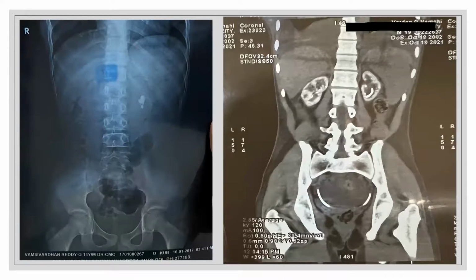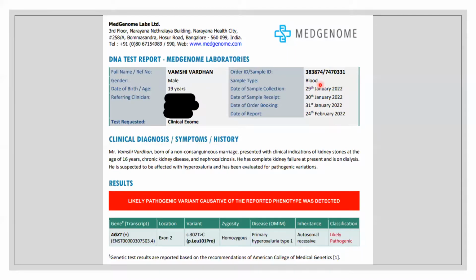Going through the reports, we could trace only a few reports of the patient. On the right side, we can see the X-ray showing a left-sided renal calculi, and on the left side we can see the CT done in October 2021, which shows in situ bilateral DJ stents with cortical nephrocalcinosis on both sides. With that, we proceeded with clinical exome sequencing to detect primary hyperoxaluria, mainly AGXT mutation, which turned out to be homozygous positive, and which is likely pathogenic.